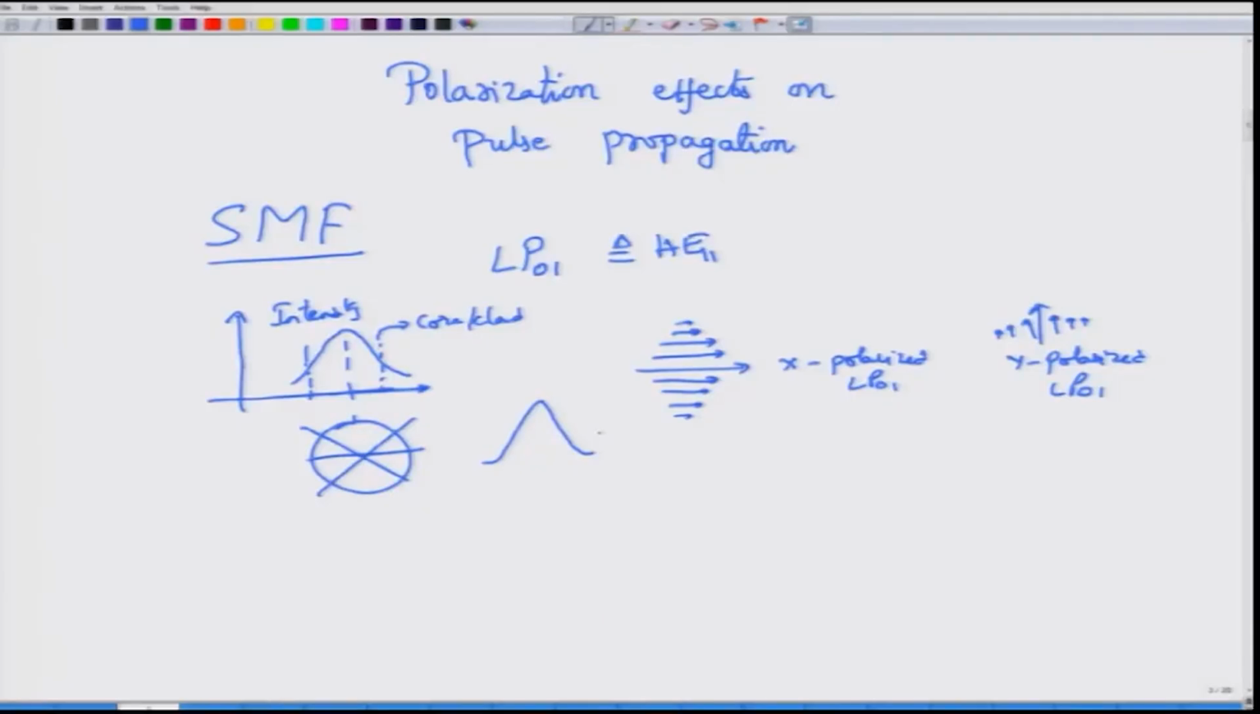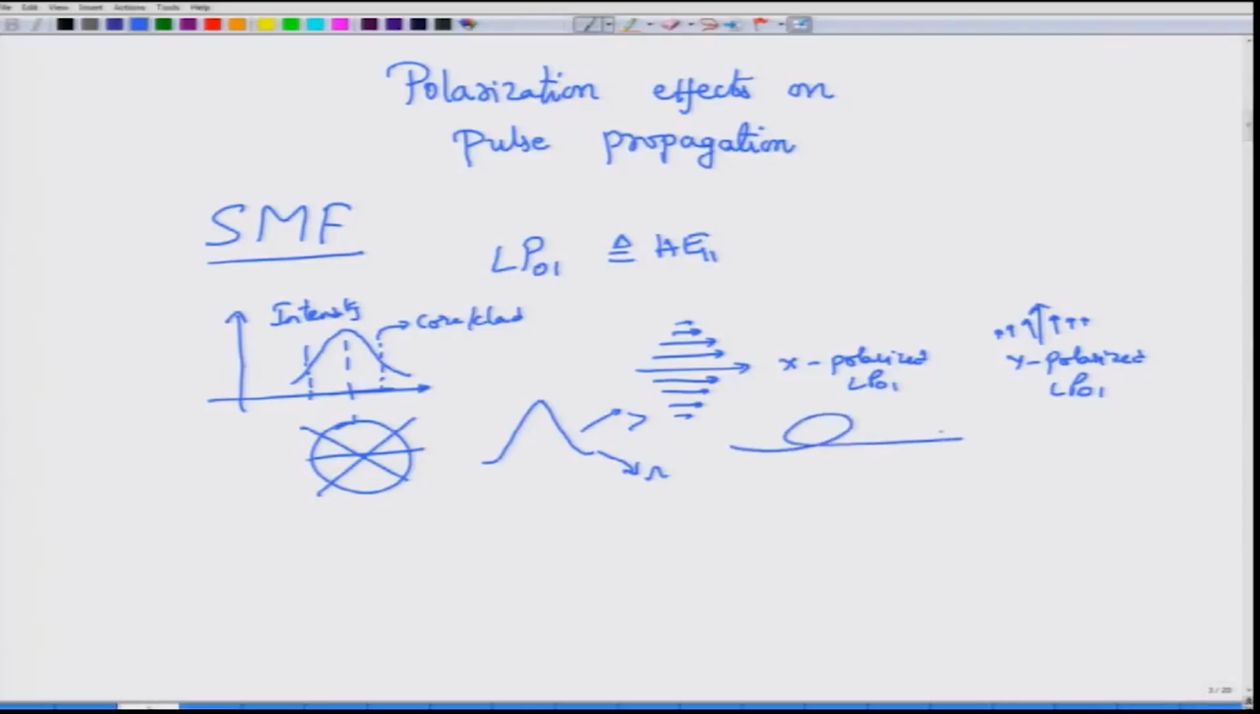If you were to launch an input which has some portion in X polarization and some portion in Y polarization, because these two polarizations are not interacting with each other, the portion in the X polarization would come out independently, and the Y polarization portion would also come out independently, and they both will arrive at the same point. This is very important, because when you launch a pulse and it breaks up into an X polarized pulse and a Y polarized pulse, I am just showing this in a pictorial manner.